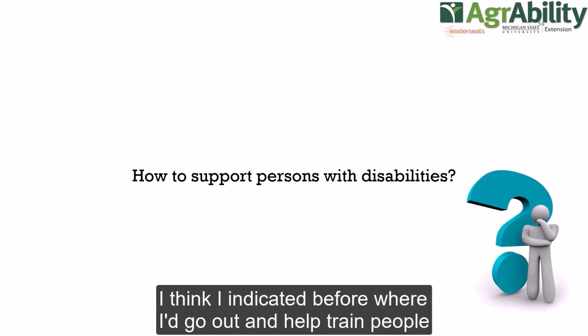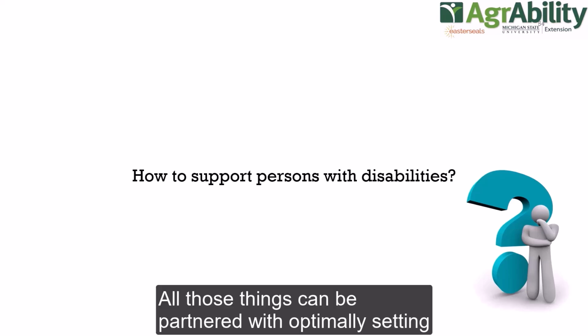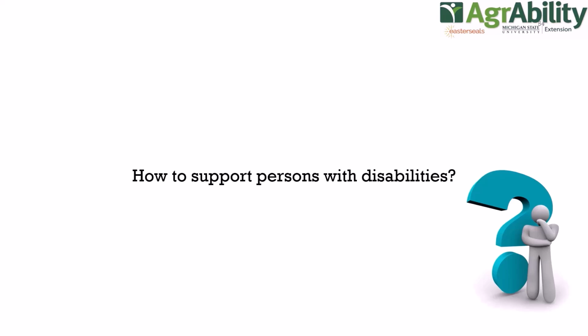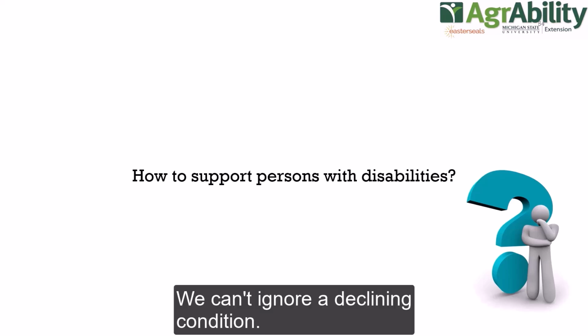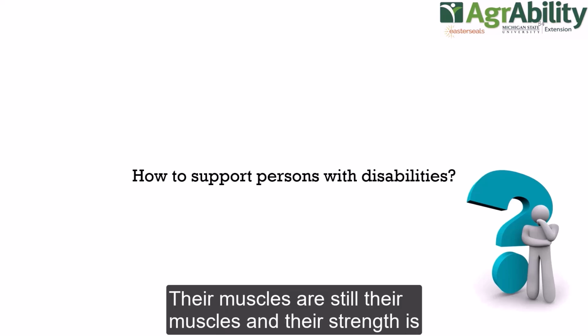I used to do that, I think I indicated before, where I'd go out and help train people on strengthening, mobility, balance, energy conservation, fall prevention. All those things can be partnered with optimally setting people up for their assistive technology use, because we can't ignore a declining condition. We just can't, because there are ways to help somebody strengthen their muscles. Their muscles are still their muscles, and their strength is still their strength.